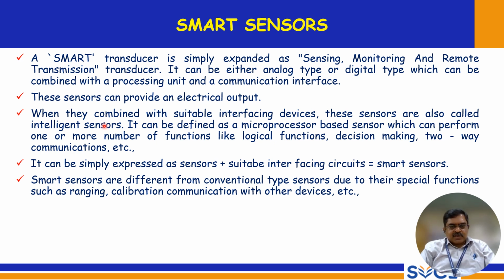It can be defined as a microprocessor based sensor, which can perform one or more functions like logical functions, decision making, two-way communication, etc. It can be simply expressed as sensors plus suitable interfacing circuits equals smart sensors. So smart sensors are different from conventional type sensors due to their special functions such as ranging, calibration, and communication with other devices.